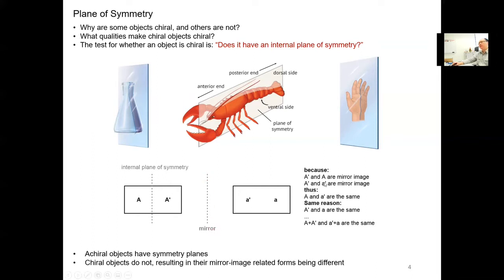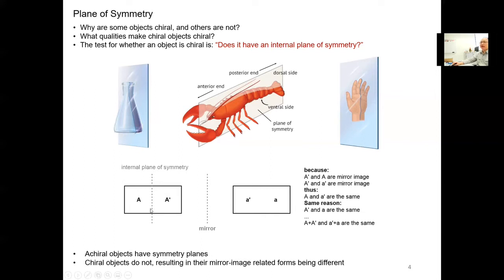Okay, so because big A and small a prime are both mirror images of big A prime, we can say that big A and small a prime are the same. All right, so the left part of this object is equal to the left part of this mirror image. So you can use the same logic to say that the right part of this object is the same as the right part of its mirror image, the object in the mirror. Okay, then we can say big A plus big A prime and small a plus small a prime are the same. So the mirror images of them are the same.